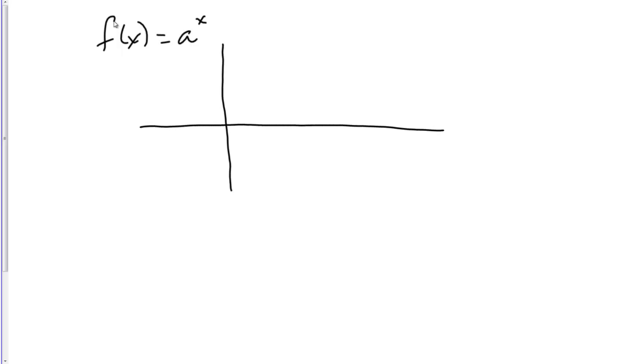Let's actually talk about the graph of a to the x in general here, where a is a positive number. And you might recall here that if you plotted this graph, it would be looking like this.